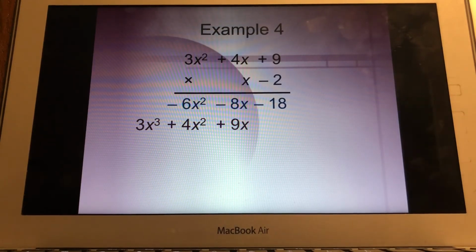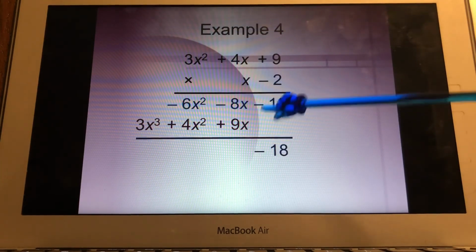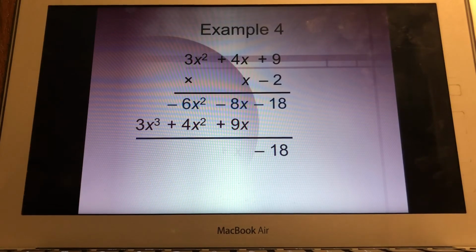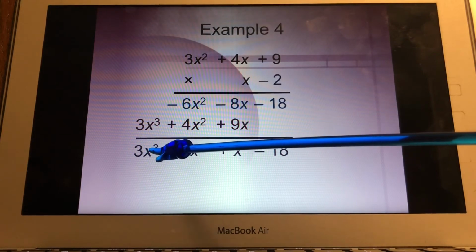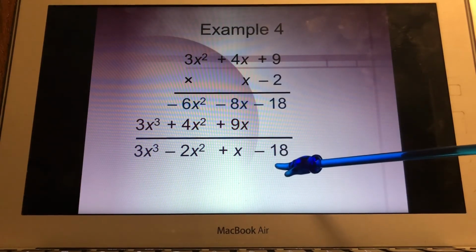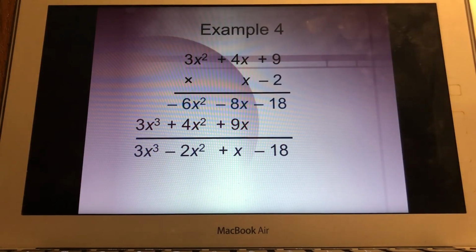And then I'm going to add these together, or bring them down. Negative 18. Then here this should be plus x, and then minus 2x squared. So 3x cubed, minus 2x squared, plus x, minus 18. This gives us the final answer for this example.